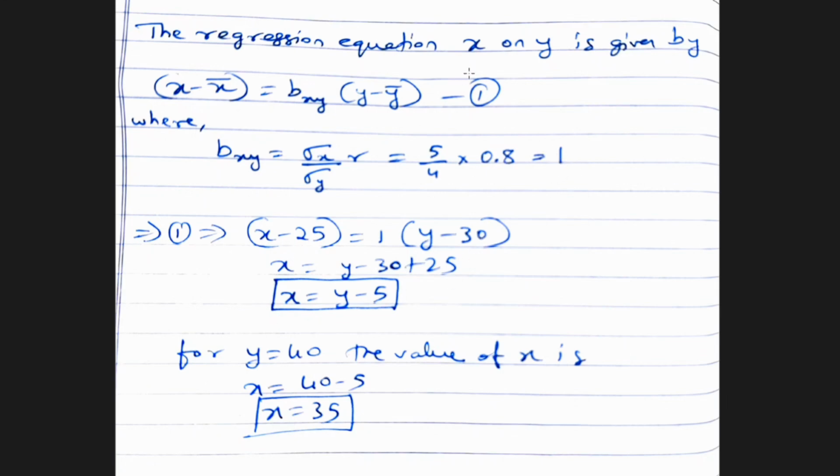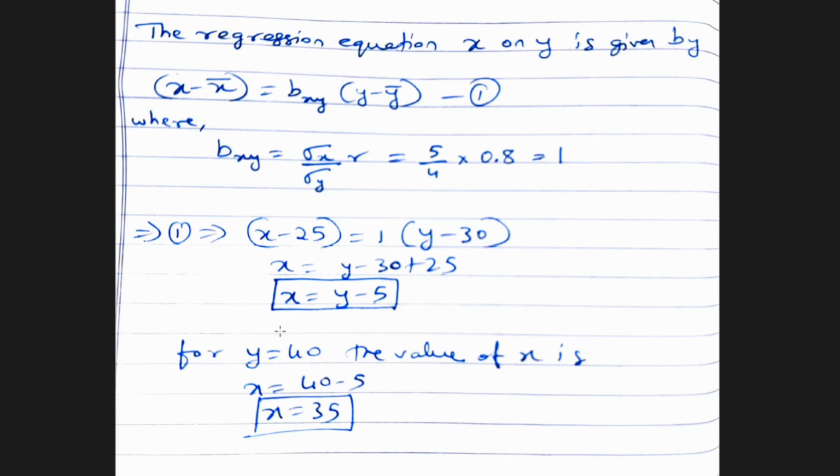Now substitute all these values in equation number 1. So therefore 1 implies x minus 25 is equal to 1 into y minus 30. Okay. So therefore, x is equal to, take this 25 this side, open the brackets and multiply these two with 1. So x is equal to y minus 30 plus 25, that is y minus 5. So this is your equation to estimate the value of x for any given value of y.